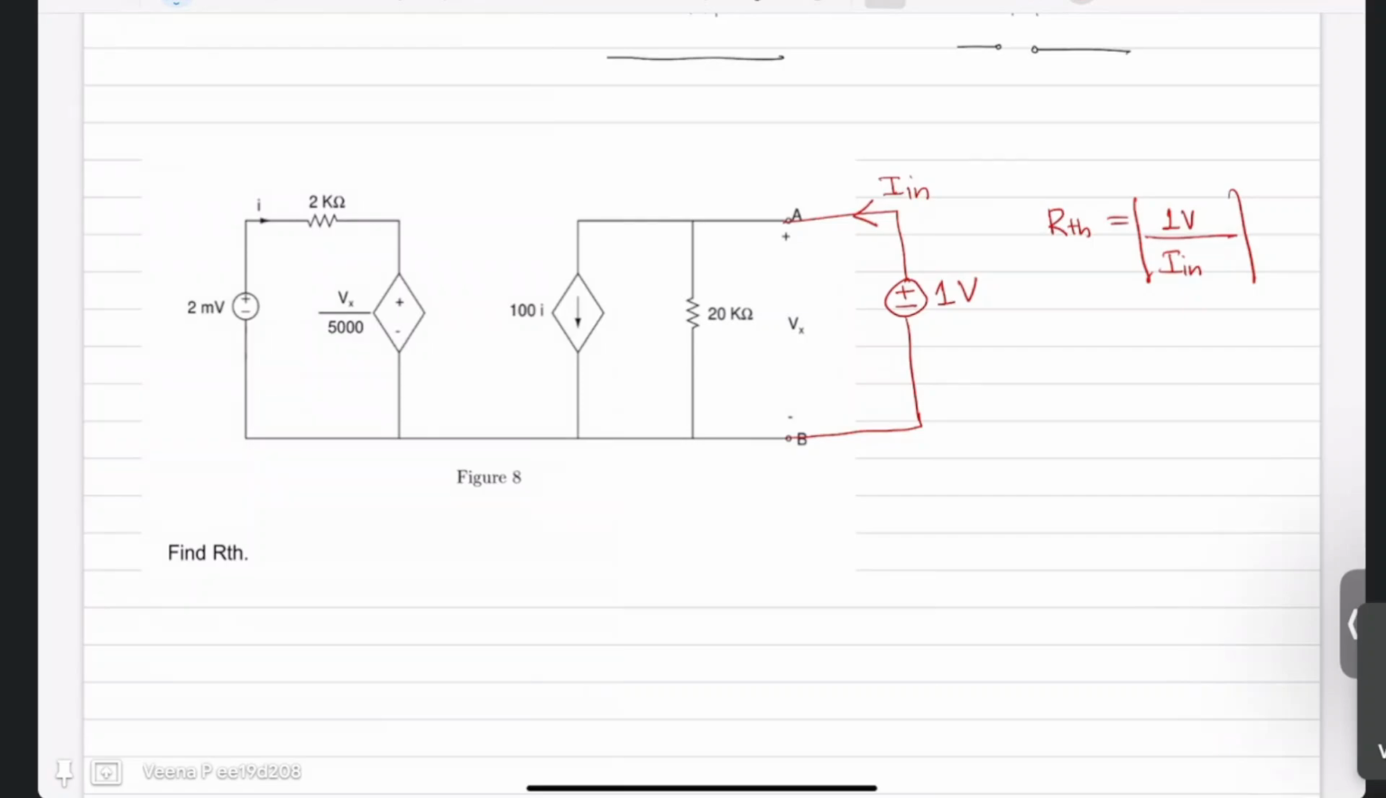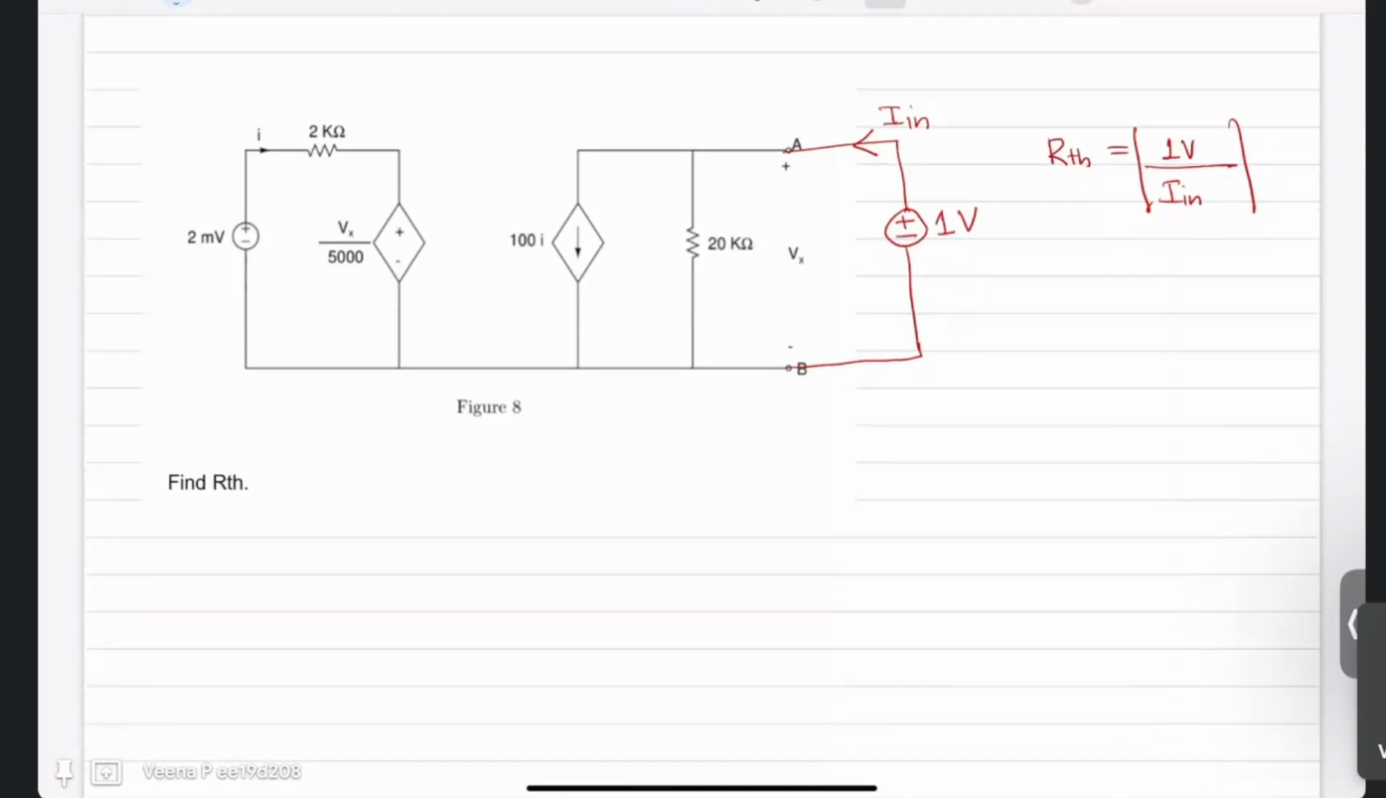How can you find I in? You can choose any method you know. You can go with nodal analysis, or Kirchhoff's voltage law, which is mesh analysis. Whichever analysis is easiest for you, you can use. In the given problem, I'll explain the way I am solving. First, you have given 1 volt across AB, which is also marked in the question as Vx. So I can write Vx is equal to 1 volt.